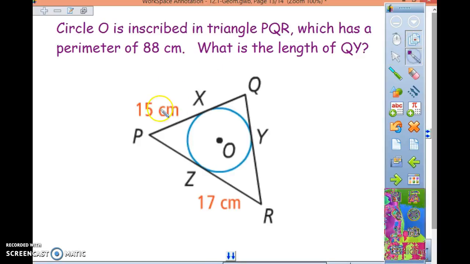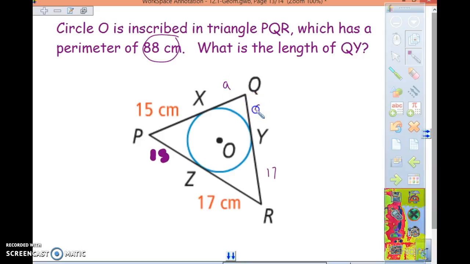All right, so looking at this picture, the 15 is repeated, 17 is repeated, and we know what the perimeter is. So I'm going to call this x, which would be repeated here. So we know we have to add up to 88. So we have two 15s, we have two 17s, and then we have two unknowns. All of these things have to add up to 88.